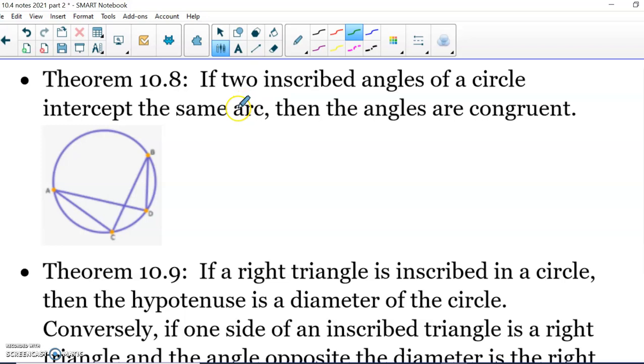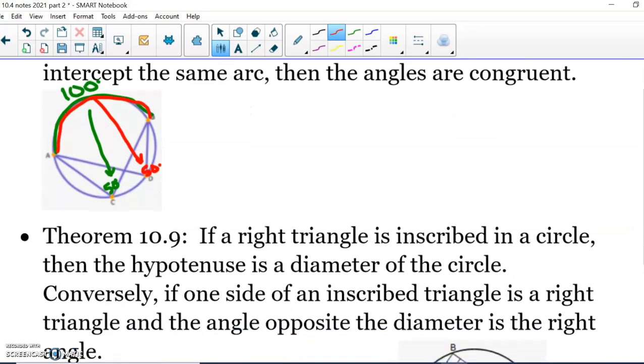First one says if two inscribed angles of a circle intercept the same arc, then the angles are congruent. So let's take a look at that. Here's our intercepted arc, AB. So big to little, we know we're going to cut that in half. Let's say that's just 100 degrees. So if we go all the way to the other side, you could see angle C is going to be 50 degrees. But if you look at angle D, it also uses that 100-degree arc. So big to little, you can see angle D is also 50 degrees. So that's what they're saying. If two inscribed angles use the same arc, then those two angles are going to be congruent.